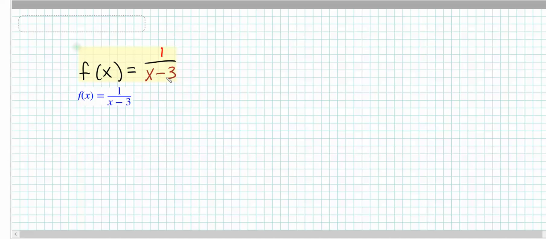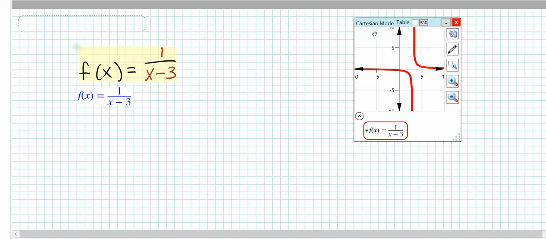Now, before I even graph this, we should have a really good idea of what this should look like. What's the parent graph for this one? 1 over x. What's that graph look like to you guys? It's the Hurley symbol. It looks like the Hurley Surf Company symbol, right? But what's that minus 3 going to do? Move it to the right how many units? 3 units. Good.